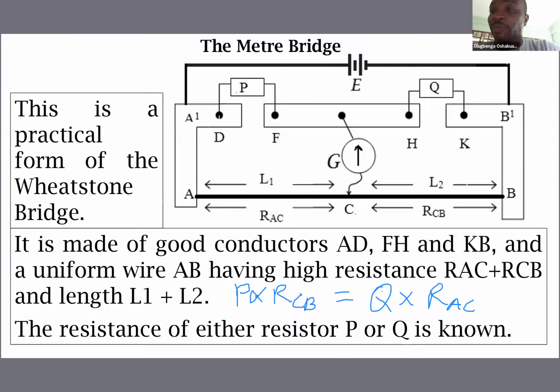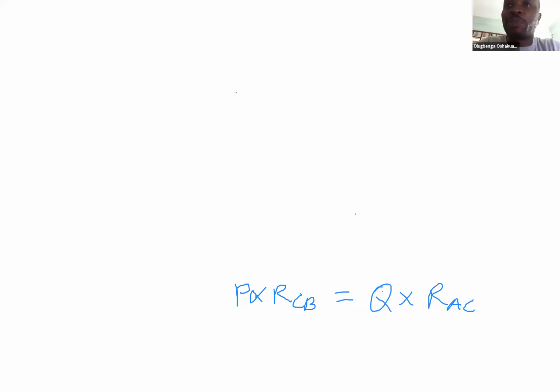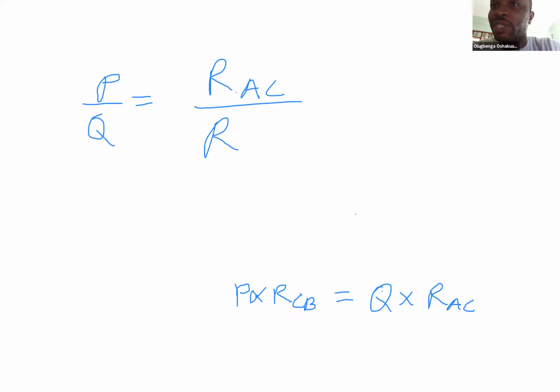Then we can say P over Q is equal to, sorry, I wanted to say RAC divided by RCB. P over Q equals RAC over RCB.